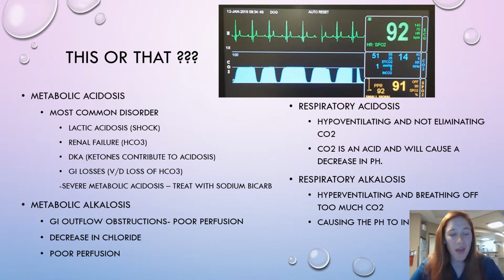Then we have metabolic alkalosis. Again, when we say metabolic, we've got to think our kidneys, our renal system. So metabolic alkalosis, you could think of as kidney basic. GI outflow and obstructions due to poor perfusion can cause this. A decrease in the body system's chloride levels and overall just poor perfusion in the body can lead us to this. We then have respiratory acidosis.